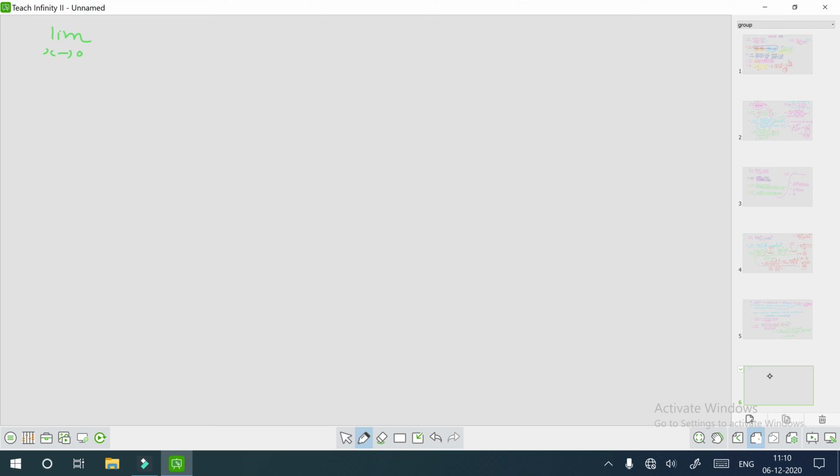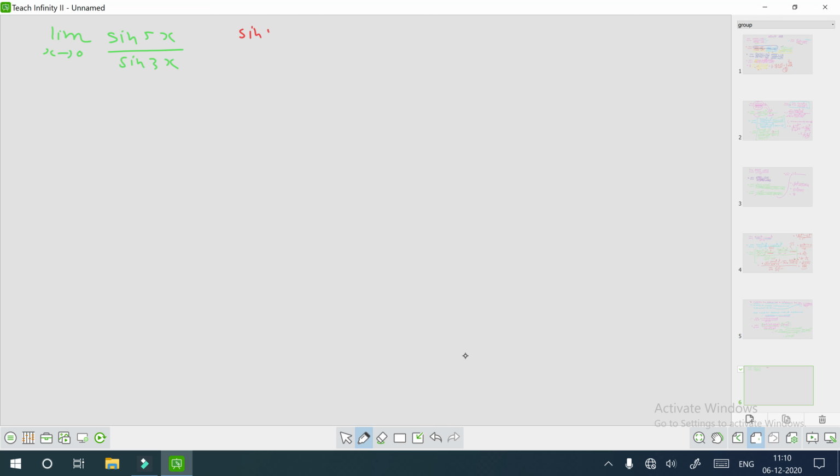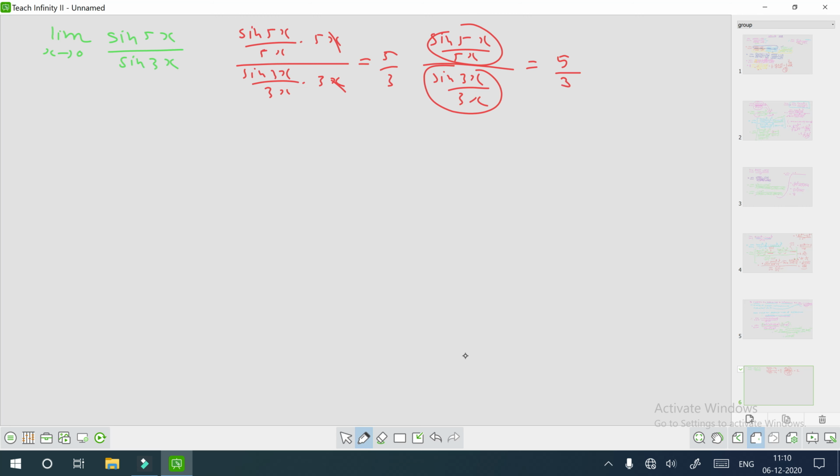Limit x tends to 0, sine 5x upon sine 3x. Let us solve this one. See, now I am going to solve directly. Sine 5x over 5x into 5x over sine 3x over 3x into 3x. The x's get cancelled, 5 by 3 outside. What we get? Sine 5x over 5x, sine 3x over 3x, this one is 1, this one is 1, so ultimately it comes out 5 by 3.